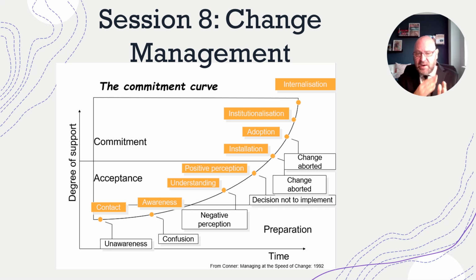And it then goes, so those that are supporting are in yellow. So, contact, awareness, understanding, positive perception, and they're going along with it, they're installing. But the bits that are in white in the box, these are the people that are struggling along the way, which we might lose through public exits or private exits, right? So unawareness, there's confusion, negative perception, decision not to implement.